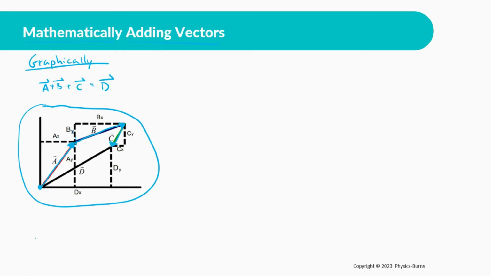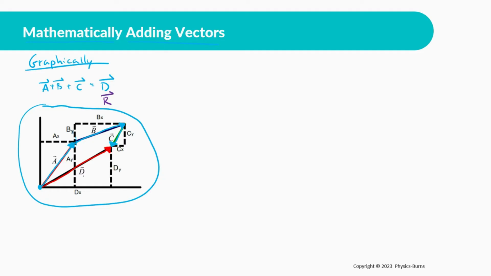And vector D, let me change colors here. What vector D is doing is giving us the resultant vector, which is going from here to here. That is the resultant vector. And this is what it's showing us. But what it's doing now is telling us how we are able to get the resultant vector. This is D, the resultant vector.